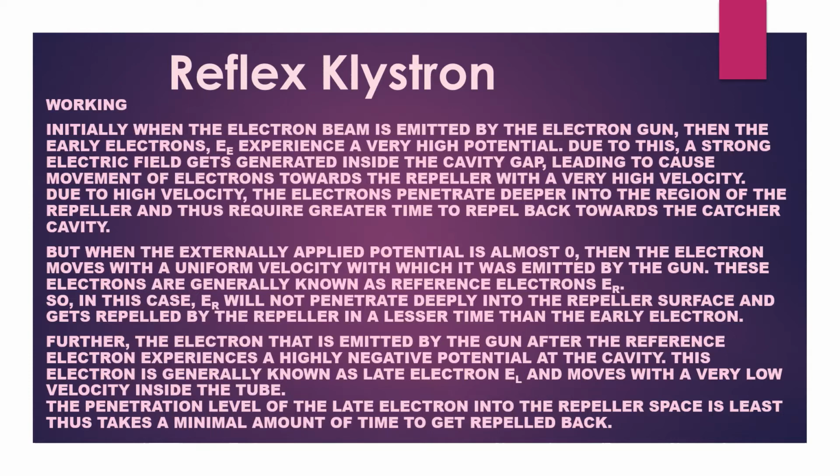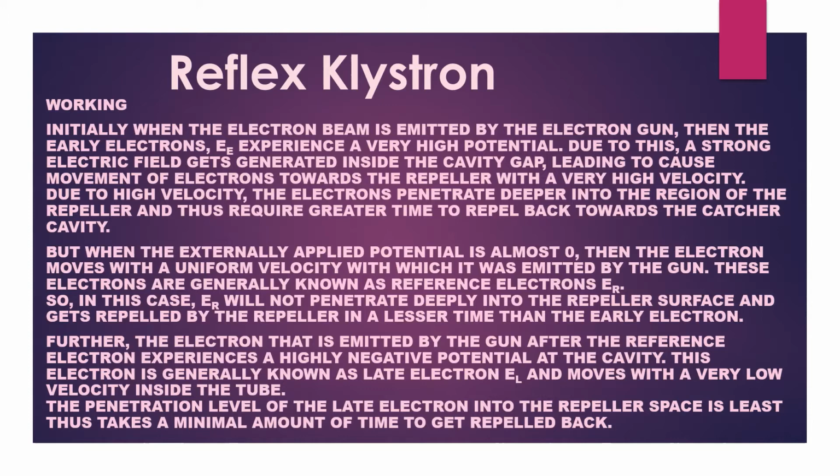Thus, a strong electric field gets generated inside the cavity gap, causing movement of electrons towards the repeller with a very high velocity. Due to high velocity, the electrons penetrate deeper into the region of the repeller and thus require greater time to repel back towards the catcher. Understood? As it is penetrating more into the repeller space, that means more towards the repeller electrode, it will take more time to come back to the anode cavity, and then the reference electron.